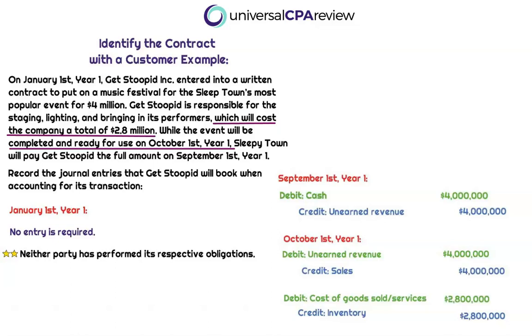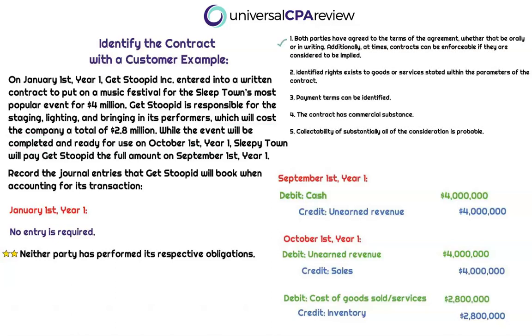All right, so again, this is an example of an enforceable contract. If we look at the information again, we see that the first criteria is met. We know that both parties agreed to this contract. They entered into a written contract. We see that in the first line. It's pretty clear that services are getting transferred, or we know that Get Stupid is responsible for the staging and the lighting and the implementation of all of that while bringing in the performers. We also know that there are payment patterns. We know that Get Stupid is going to get paid on September 1st, year 1.